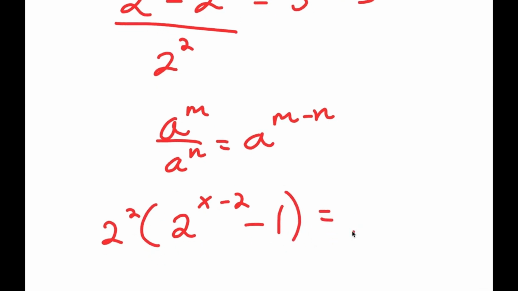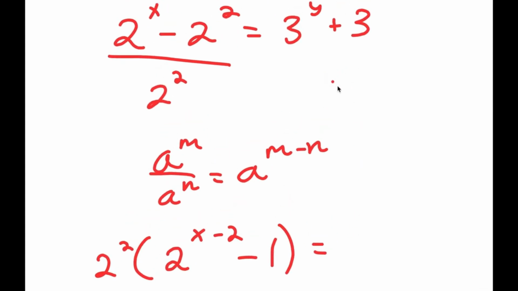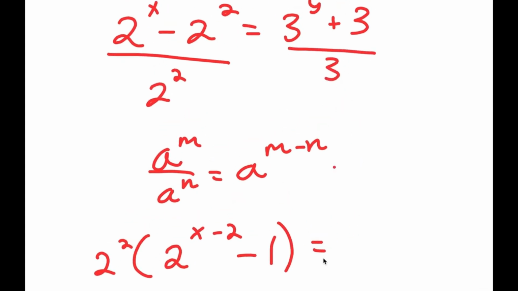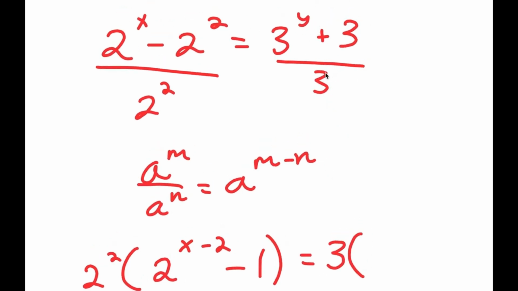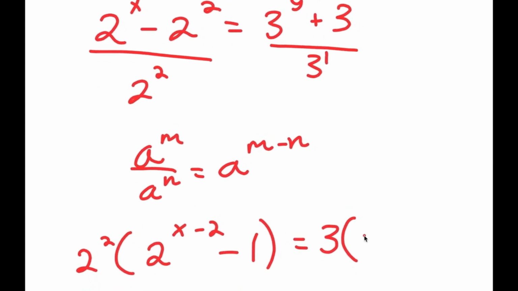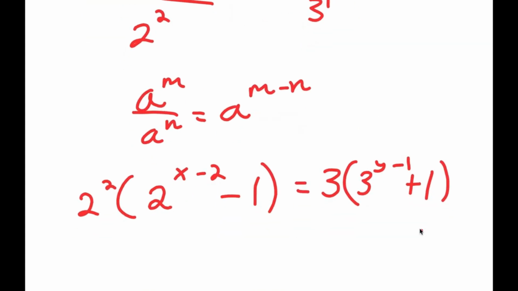And now this is equal to, on this side, I'm going to divide by 3. So I have 3 times 3 to the power of y divided by 3. 3 is the same thing as 3 to the power of 1, so I get 3 to the power of y minus 1. And then 3 divided by 3 is equal to 1, so I get plus 1.